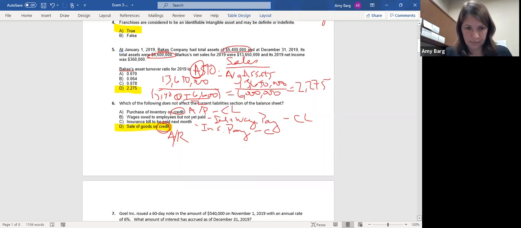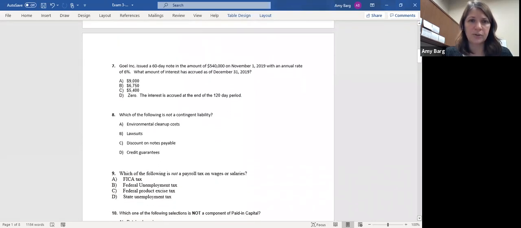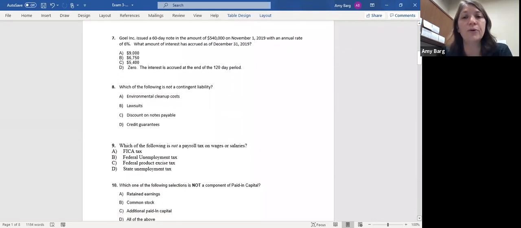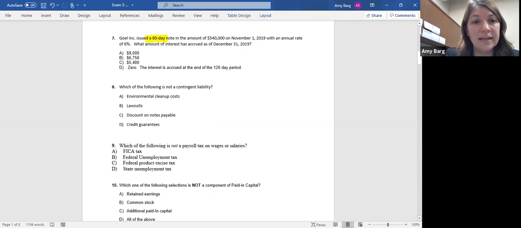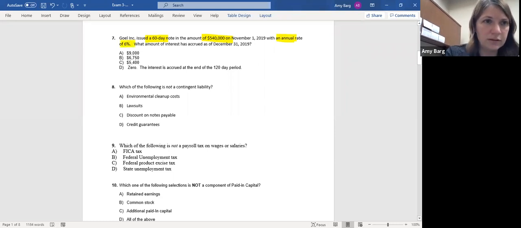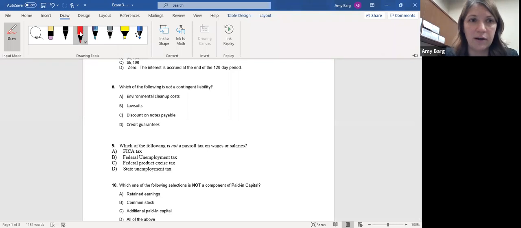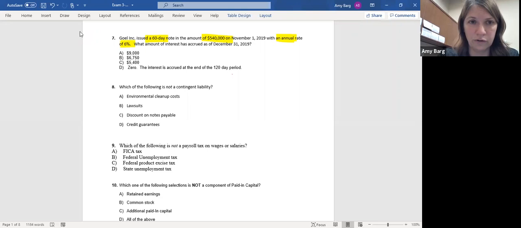Number 7. Gold Inc. issued a 60-day note in the amount of $540,000 on November 1st with an annual rate of 6%. What amount of interest has accrued? So it's a 60-day note for $540,000 with an annual rate of 6%. So what that means is we need to figure out what the interest is, because interest is constantly accruing whether or not you're actually recording it, right? So it wants to know what interest has accrued.